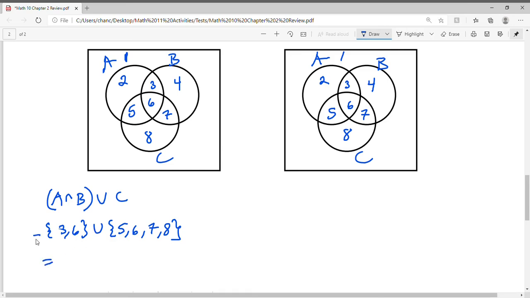Now we're going to find the union between these two. Well, the union is just the list of all of the elements. So we have 3, 5, 6, 7, 8. And remember, I'm not going to repeat any of these for the union. So let's shade number 3, number 5, 6, 7, and 8. So this is the picture for A intersect B union C.